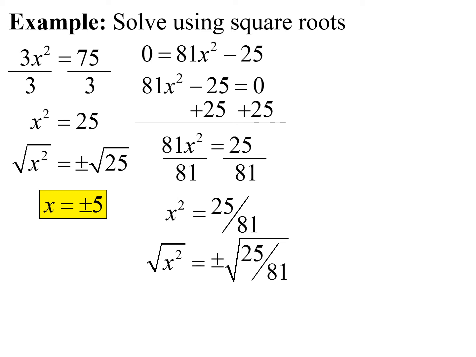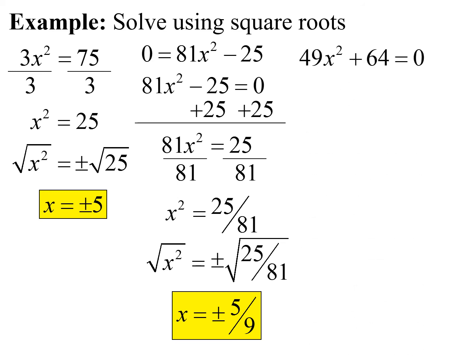Anytime we have a fraction inside of the radical, we're going to distribute the radical to the numerator and to the denominator. So I'm going to take the square root of 25, which is 5, and then I'm going to take the square root of 81, which is 9. So my answer is plus or minus 5 over 9. When I say plus or minus, that means the positive value, positive 5/9, and the negative value, negative 5/9. So there are two different answers there.